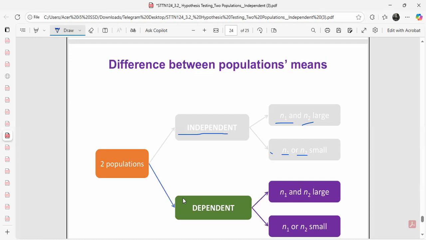Now you know the hypothesis for one population. You know the hypothesis for two populations under independent, and how you see that N1 and N2 are large, which formula you're going to use, and when N1 or N2 are small. Let's look at the one for the dependent, when N1 and N2 are large, the dependent, and when N1 or N2 are small.